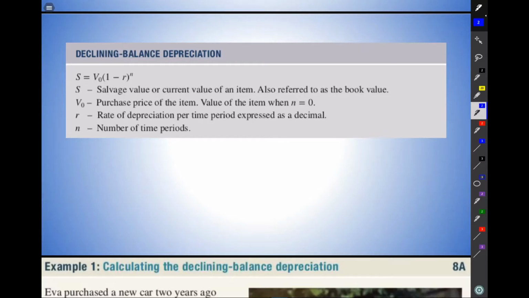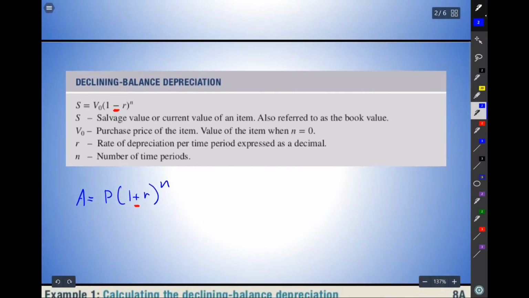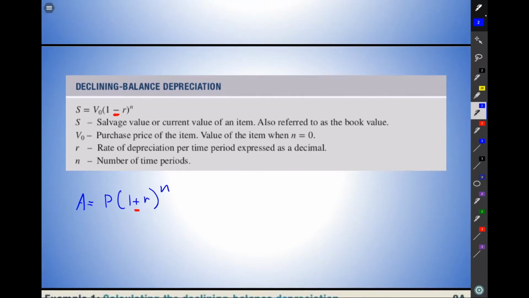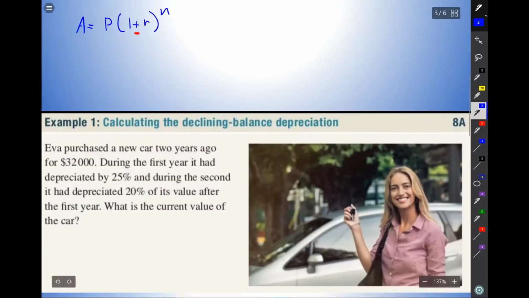I hope you might notice that this is very similar to a formula we used back in our other financial maths unit, compound interest. So the only difference here is that instead of it increasing the amount, we're actually going to be decreasing the amount here, because that's what depreciation is. The value of the item is decreasing over time. So let's jump straight into some examples.